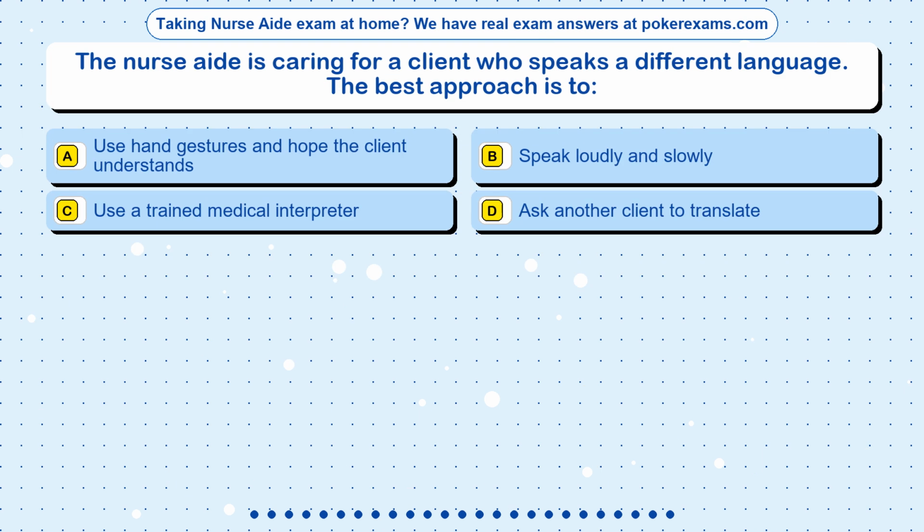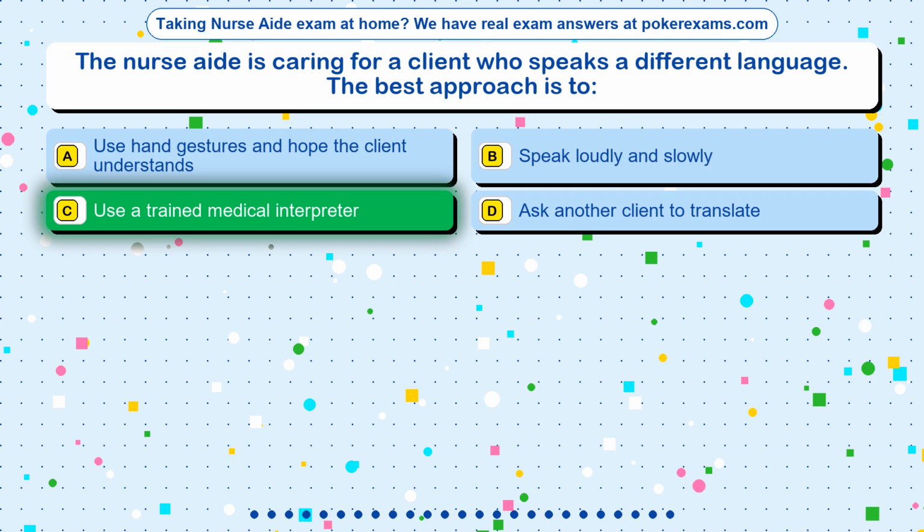Question 3. The nurse aide is caring for a client who speaks a different language. The best approach is to: Option A, use hand gestures and hope the client understands. Option B, speak loudly and slowly. Option C, use a trained medical interpreter. Option D, ask another client to translate.